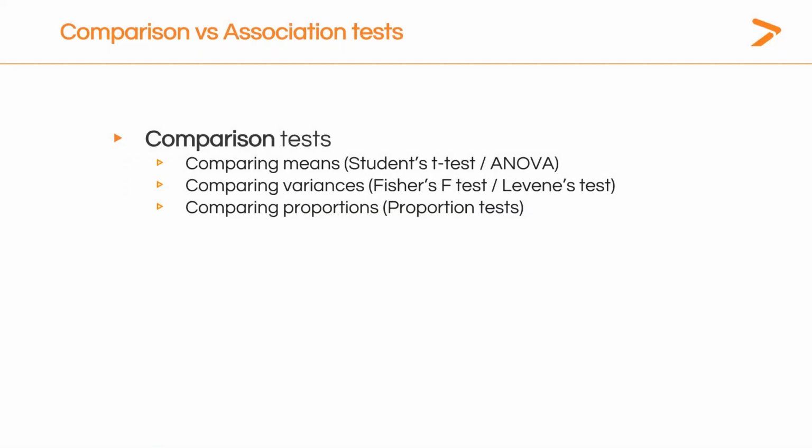Now, what is the difference between association and comparison tests? Comparison tests imply comparing statistical measures, such as comparing means, and these include Student's t-test and ANOVA; comparing variances, such as Fisher's F-test or Levene's test; comparing proportions, such as proportion tests, for instance. So there are tests for each of these cases.